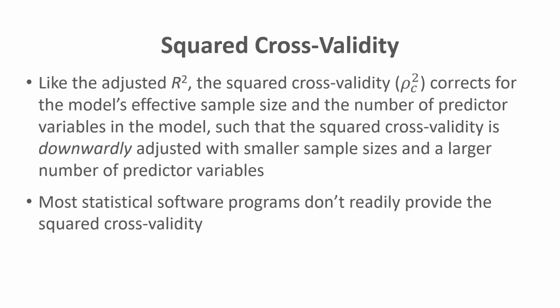So like the adjusted R squared, the squared cross-validity corrects for the model's effective sample size and the number of predictor variables in the model, such that the squared cross-validity is downwardly adjusted with smaller sample sizes and a larger number of predictor variables. So most statistical software programs, from my experience, don't readily provide the squared cross-validity, so this is a statistic that you may need to compute on your own.